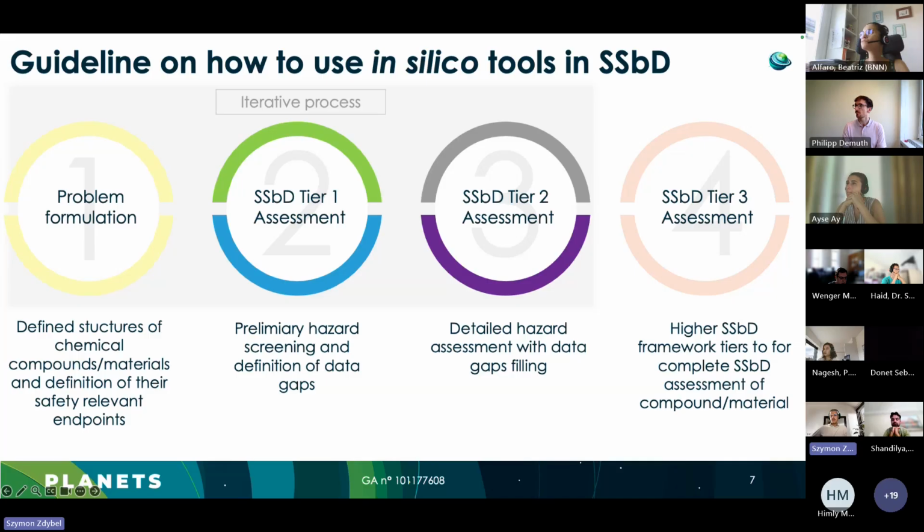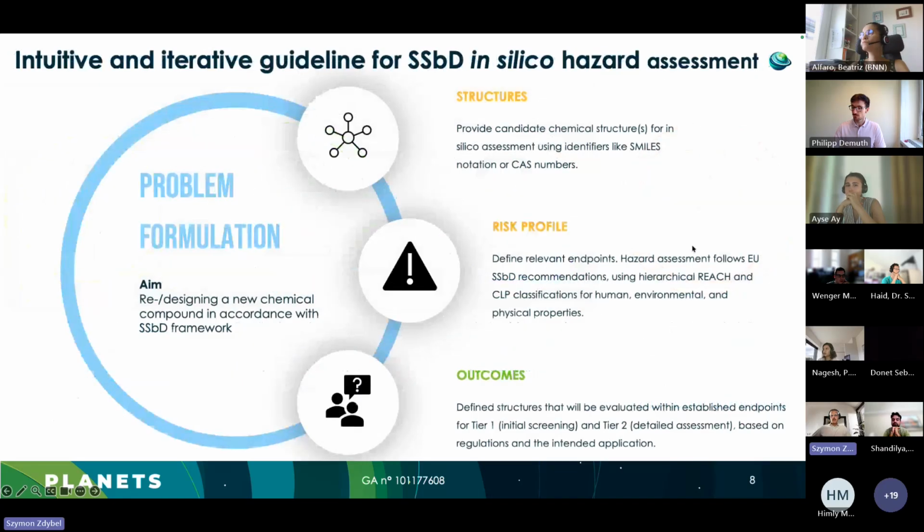And if we discover that the compound of interest is too hazardous, we move back to the beginning for designing the chemical structure. That's why we call it an iterative process. From step 1 to 2 to 3, we can just move in an iterative way. Now let's zoom into each step individually to clearly describe how it works.